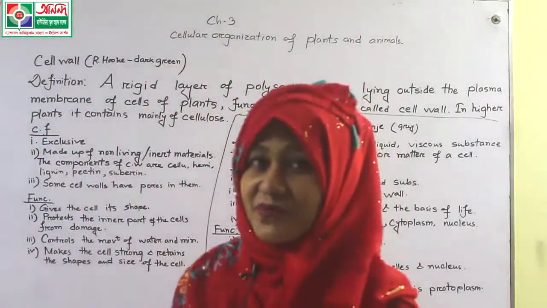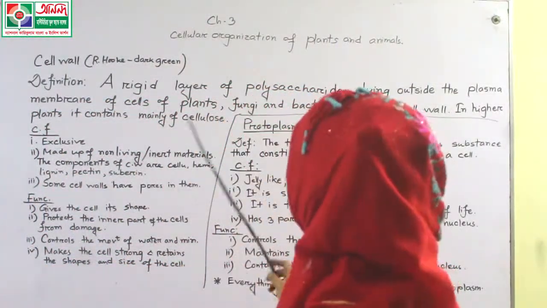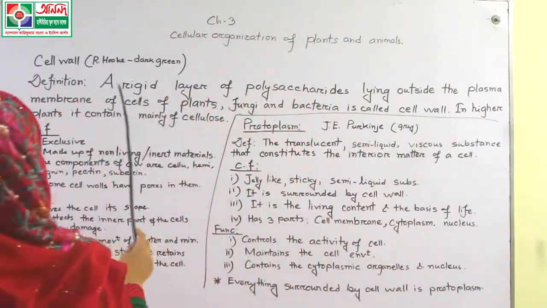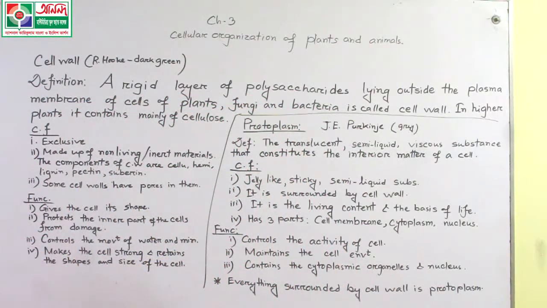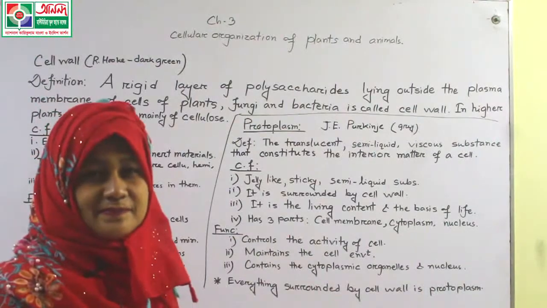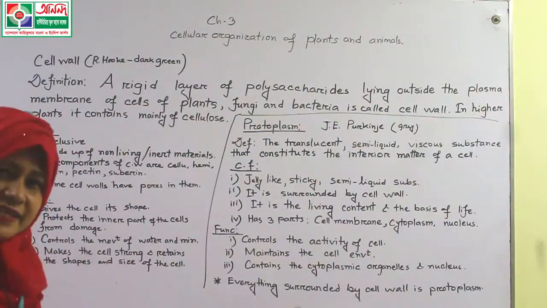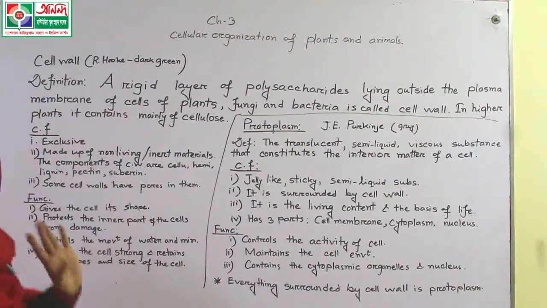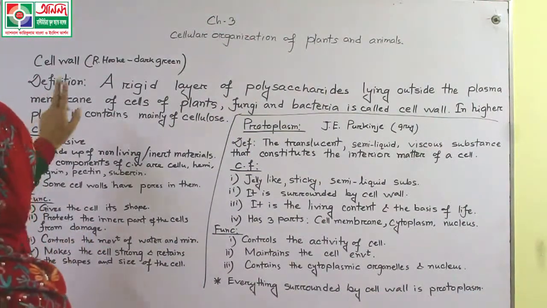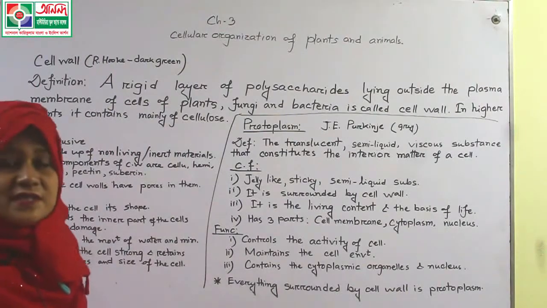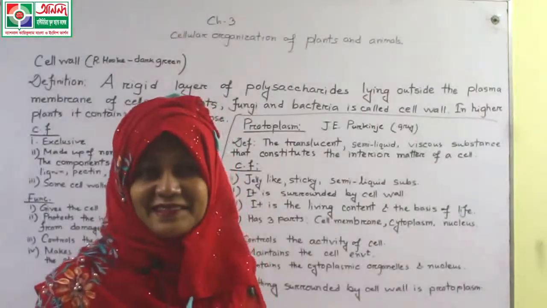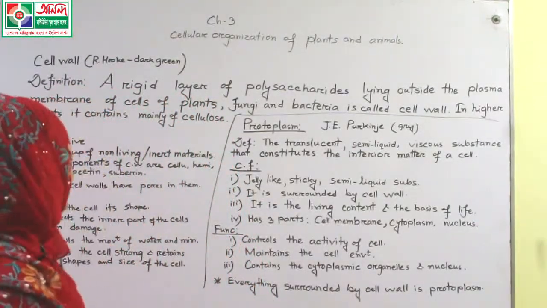Students, now we are in our second session. Now I will discuss the cell wall. You know that Robert Hooke discovered the cell first, and can you answer me who discovered the cell wall? The cell wall was discovered by Robert Hooke. And what is the color of the cell wall? The color of the cell wall is dark green.